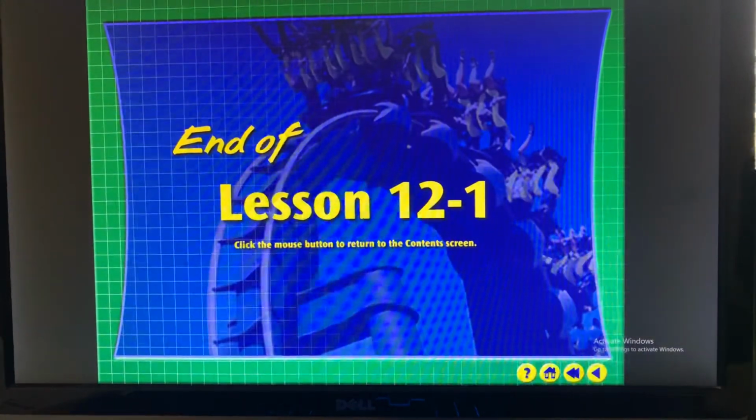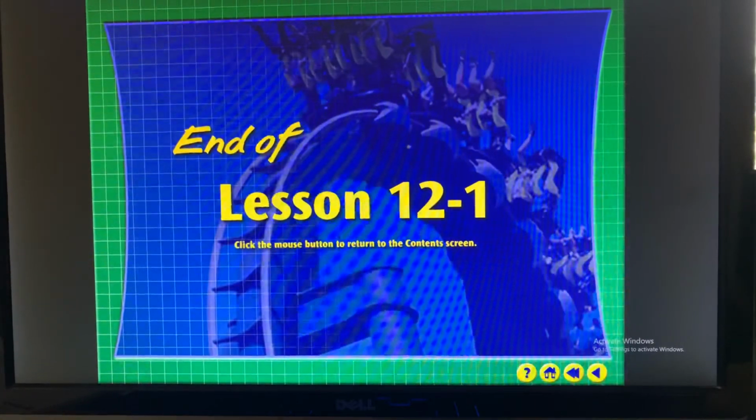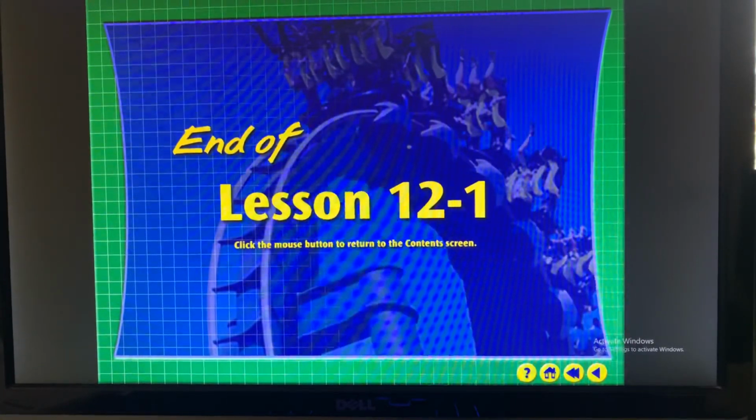That's the end of stem and leaf plots. They're pretty easy. It's a great way to organize your data. Just don't forget your key.